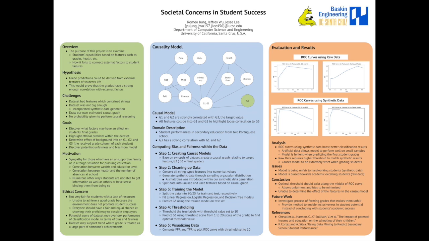But because of our results, we were unable to determine the real effects of the features in the causal model. And this is a real problem that some potential users might encounter when they are attempting to predict whether or not a student will pass the class based on the features that were given to them. In our future work, we could investigate the process of forming grades that makes them unfair. We could potentially provide a method to enable inclusiveness in student potential instead of concluding with just the student's academic success, whether or not they passed or failed.